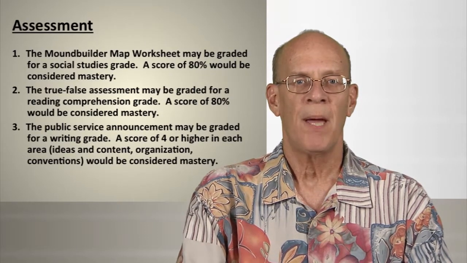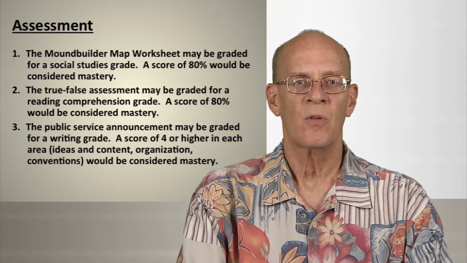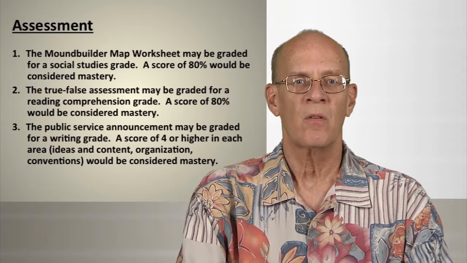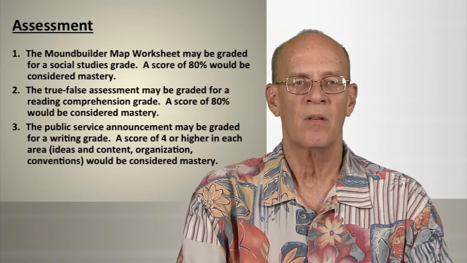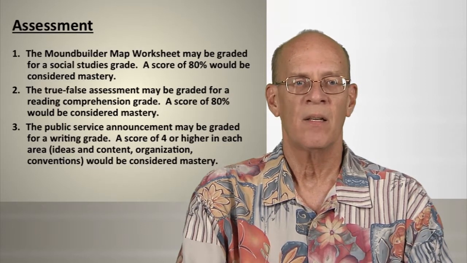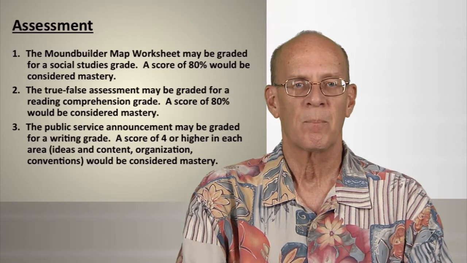You can take the map worksheet and use that for a social studies grade. 80% is mastery. The true-false can be used for reading comprehension. Again, 80% is considered mastery. And the public service announcement is your writing grade. Using the 6 traits rubric, a 4 or higher in each of these areas, ideas and content, organization and conventions, would be considered mastery.